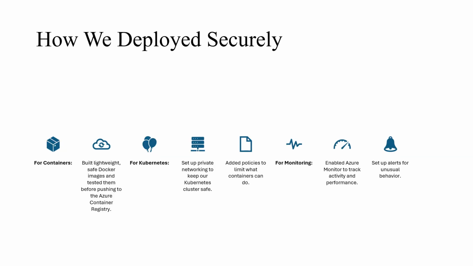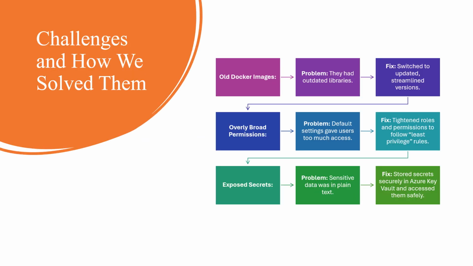How did we deploy securely? When it came to deployment, we took several steps to ensure security. We built lightweight and secure Docker images, tested them locally, and pushed them to the Azure Container Registry. On Kubernetes, we enabled private networking and added restrictions using pod security policies. Finally, we set up Azure Monitor to track metrics and alert us of any unusual activity.